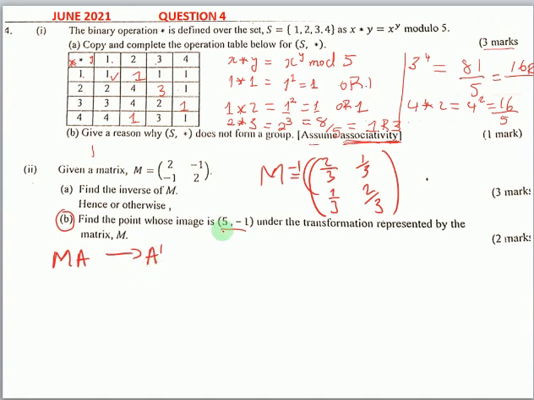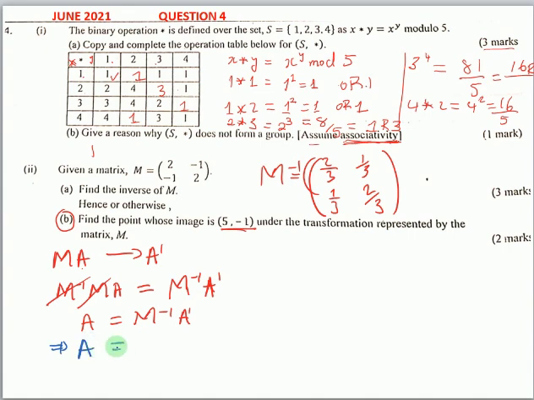Now they're telling us that if we have been given A prime, we should find the point A. So if we make A the subject, we are going to multiply both sides by the inverse. M inverse times M A is equal to M inverse A prime. If we do this, we discover that this one is going to cancel with this. We are left with A now equal to M inverse times A prime. This implies that A will be equal to the inverse of the matrix 2 on 3, 1 on 3, 1 on 3, 2 on 3 times 5, -1.